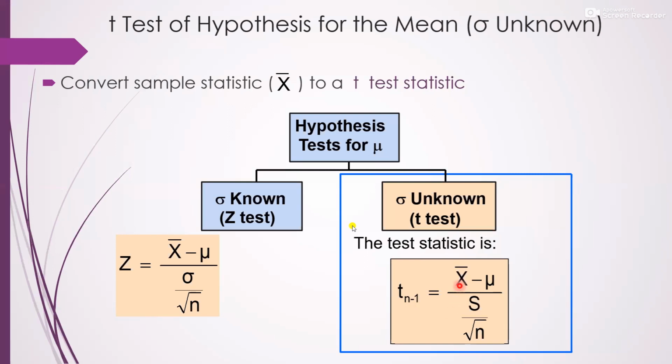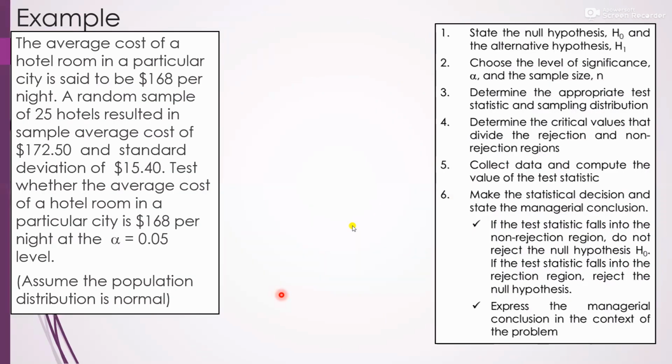Then as in the confidence interval estimation, it is now defined by x bar minus mu over the sample standard deviation over square root of n, where sigma is replaced by s. So in this case, the standard error is s over square root of n. Now, the steps are all the same, only the test statistic will be changed. So now we are coming to the next example.